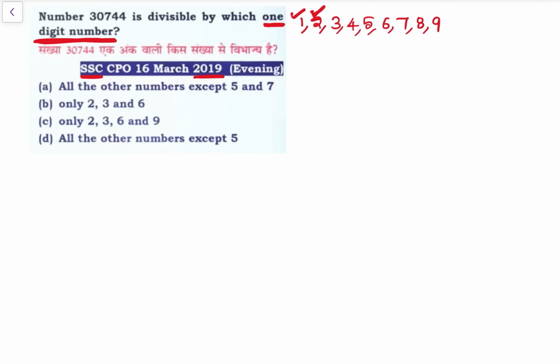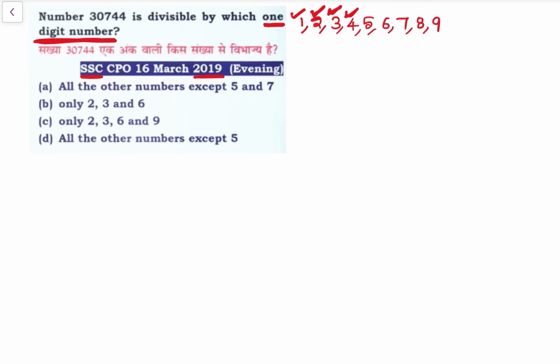See, 3 cancel, then 7 plus 4 is 11, 11 plus 4 is 15. So 15 is a multiple of 3, 3 into 5. So it is divisible by 3 also. Divisible by 3. Then divisible by 4. For 4, the last two digits must be divisible by 4. So 44, 11 fours are 44. So divisible by 4 also.